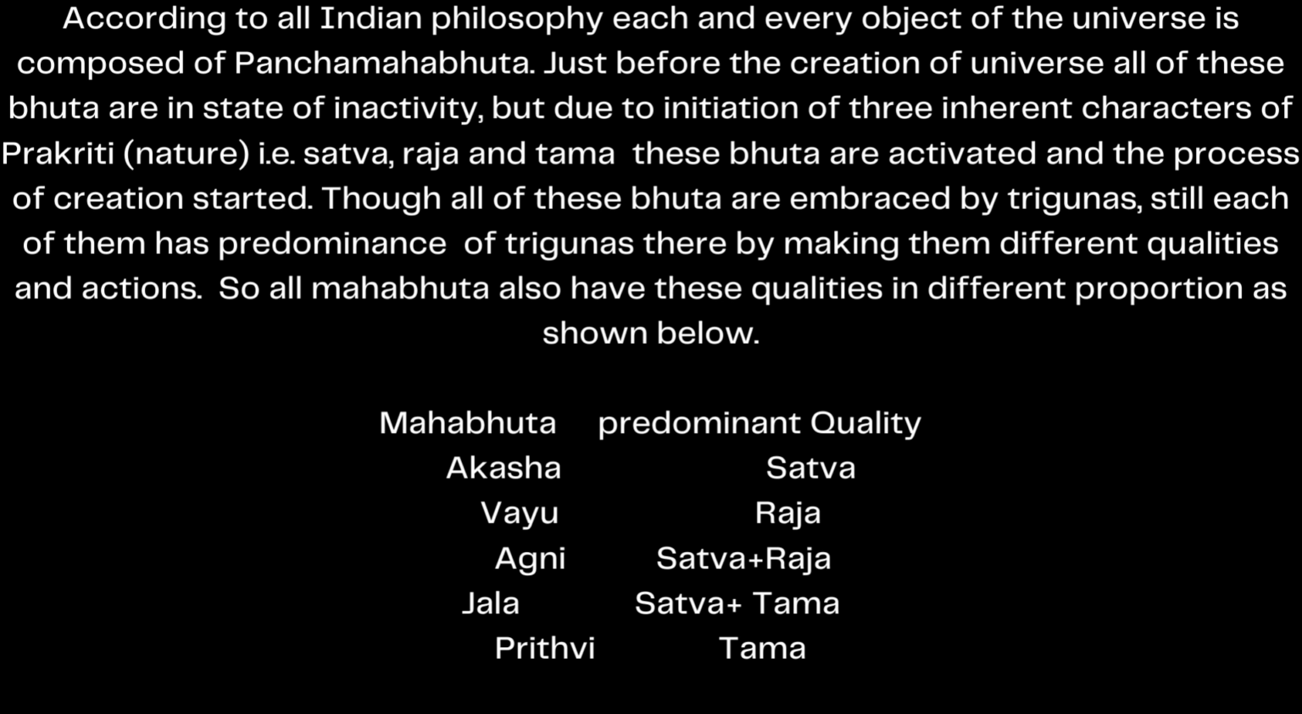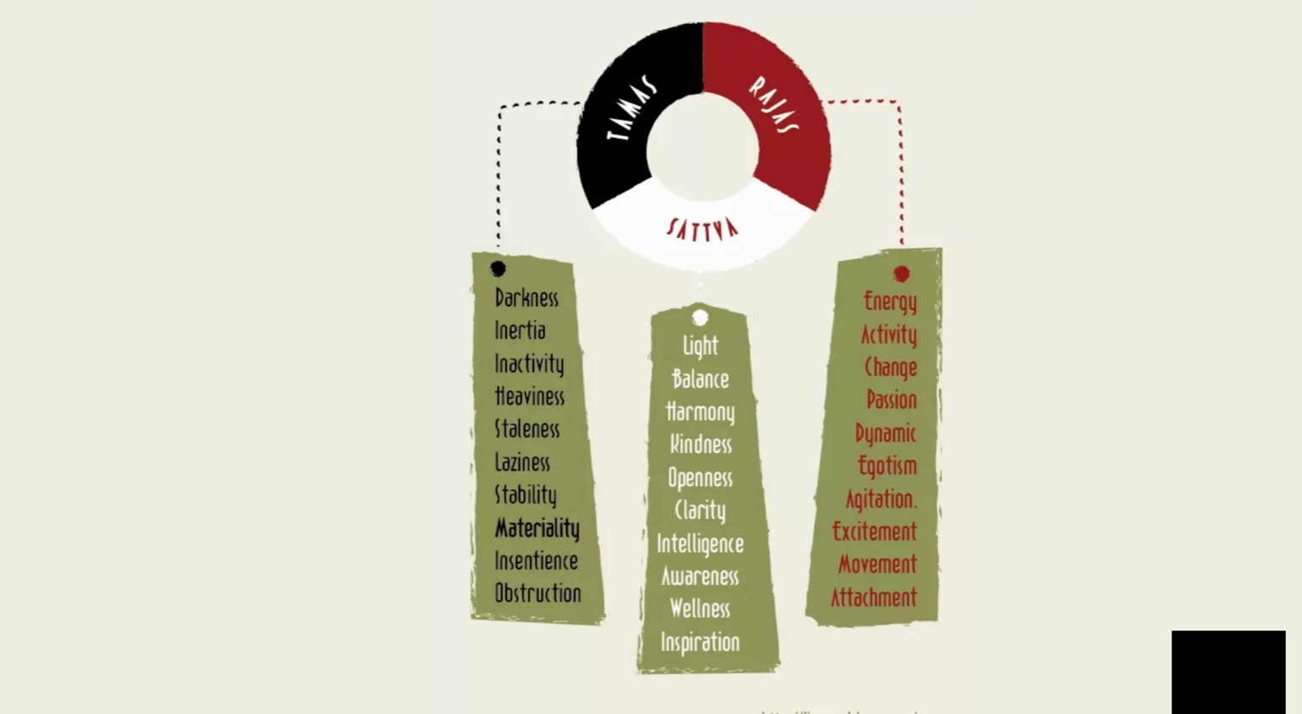Now, Akash is Sattva, Vayu is Raja, Agni is Sattva plus Raja, Jala is Sattva plus Tama, and Prithvi is Tama. Now you might be wondering what is Sattva, Raja and Tamas. So these are the characteristics of Sattva, Raja and Tamas. In Sattva we have light, balance, openness, kindness, clarity. And in Raja we have energy, activity, change, passion, dynamic and movement. In Tamas we have darkness, inertia, heaviness, inactivity and stability.